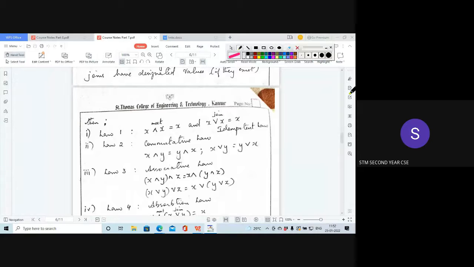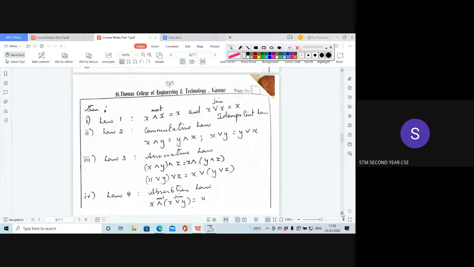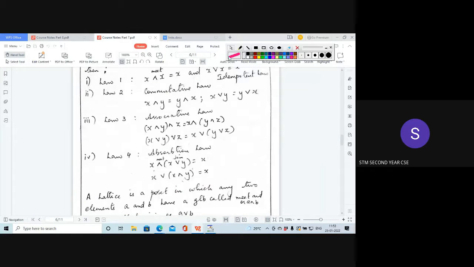Then the fourth law that is satisfied is absorption law. Absorption law also we have studied in the first module. That is x and x or y is equal to x, and x or x and y is also equal to x, and this is called absorption law. Here instead of and or, we call it as meet and join, and we find this meet and join from the given lattice. So these are the four properties that should be satisfied in a lattice.